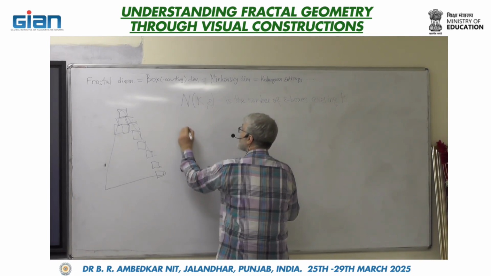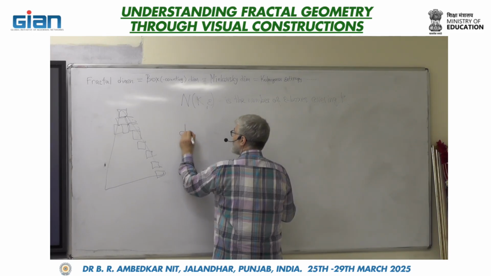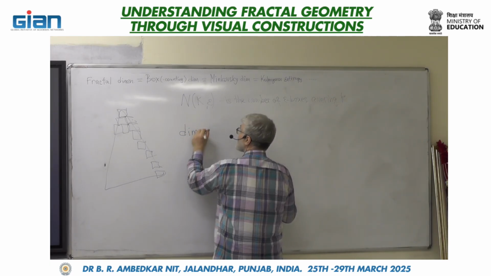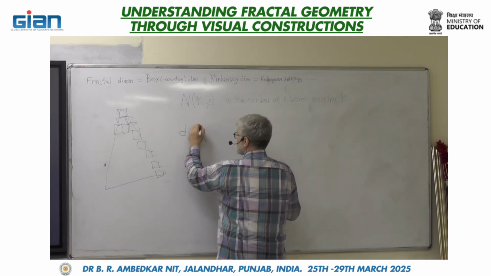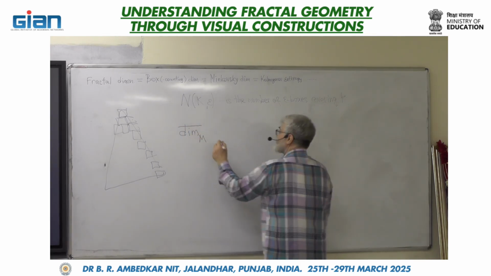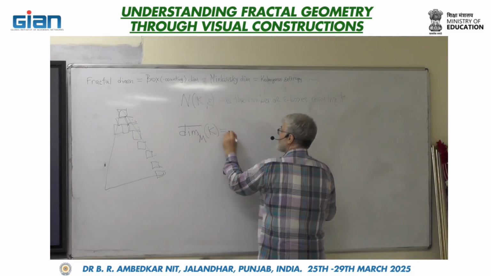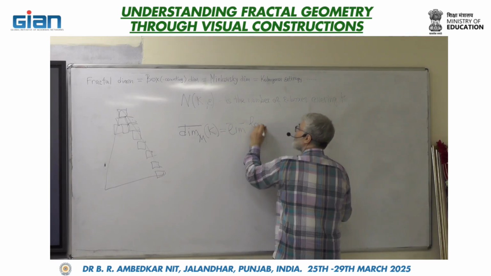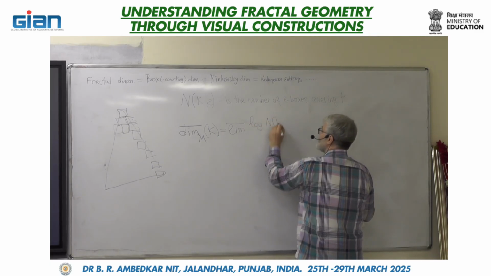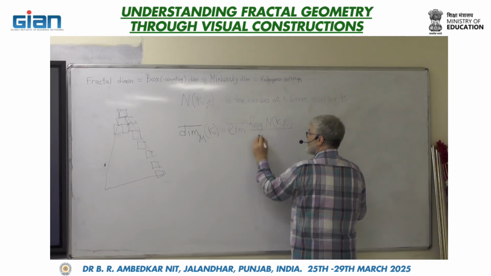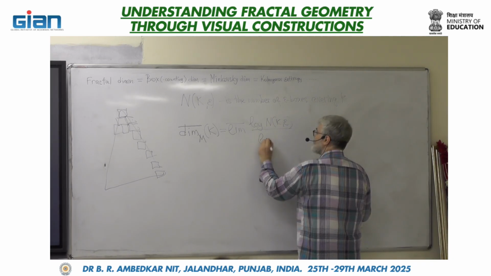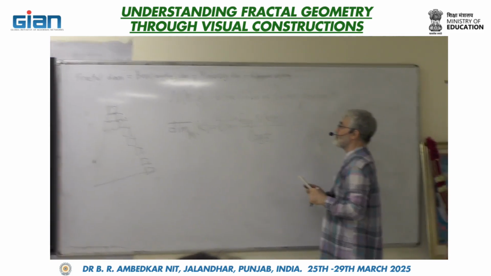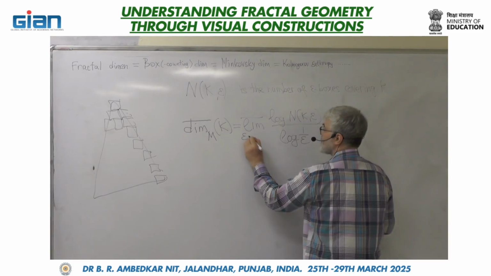So we define the upper Minkowski dimension, or upper box dimension, whatever you like to call it, of K as the upper limit of the logarithm of N_K(epsilon) divided by the logarithm of 1 divided by epsilon, as epsilon tends to 0.